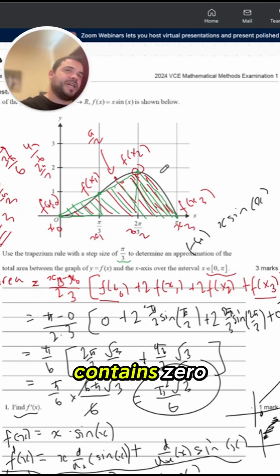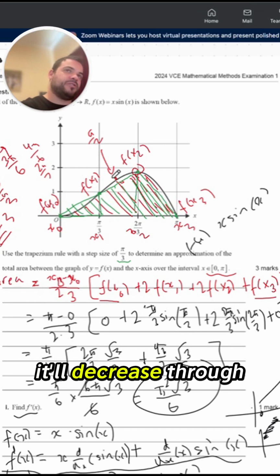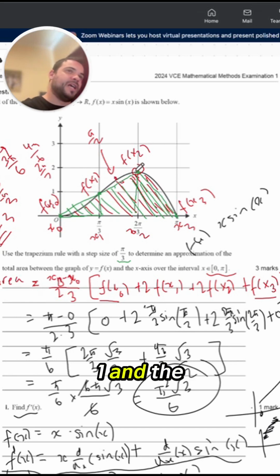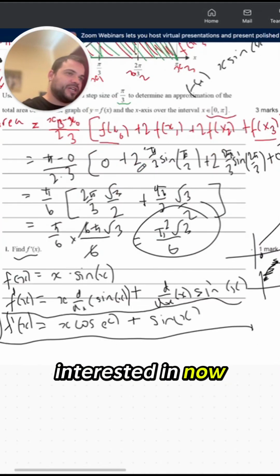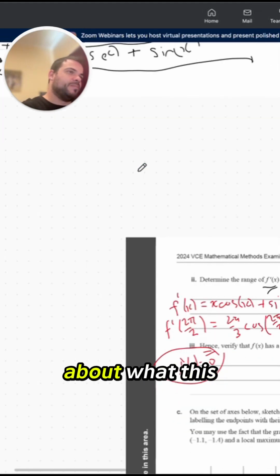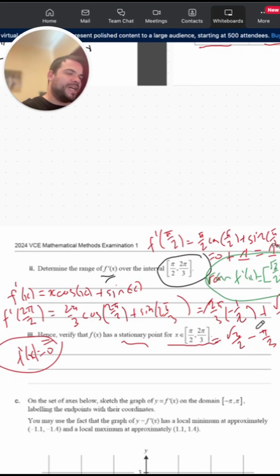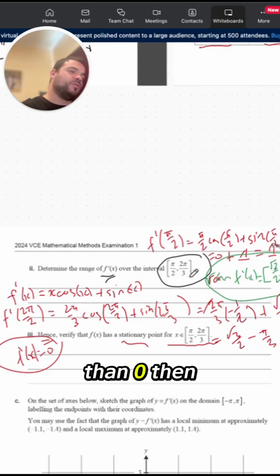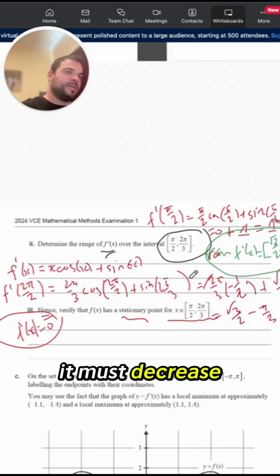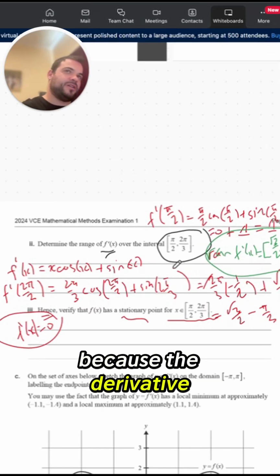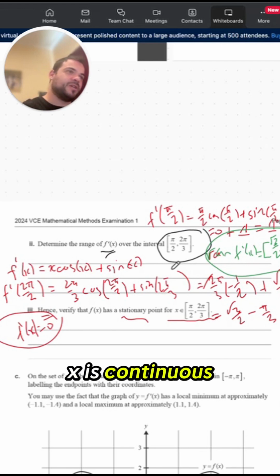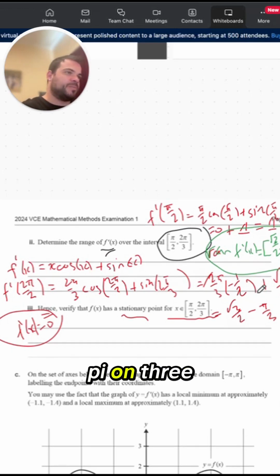So if it's decreasing continuously, then between pi on 2 and 2 pi on 3, it'll hit 0 if that range contains 0, because it'll start at 1, it'll decrease through every value between 1 and the most negative value of the derivative on that interval, which occurs at 2 pi on 3. So the thing that we're actually interested in now is, can we reason about what this root 3 on 2 minus pi on 3 is? If it's less than 0, then that means that at pi on 2, the derivative is 1, and then it must decrease through 0, because the derivative f dash of x is continuous, on its way to root 3 on 2 minus pi on 3.